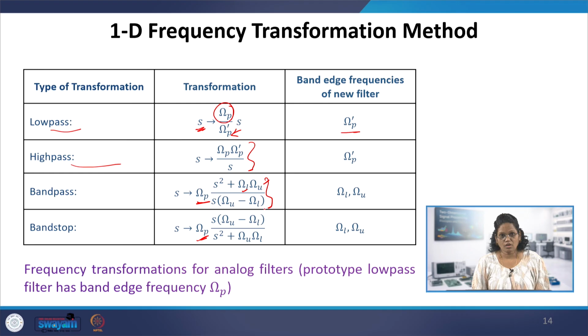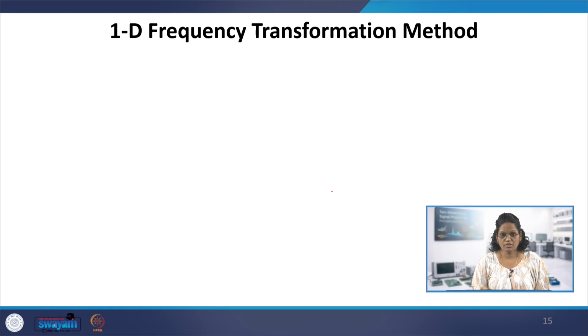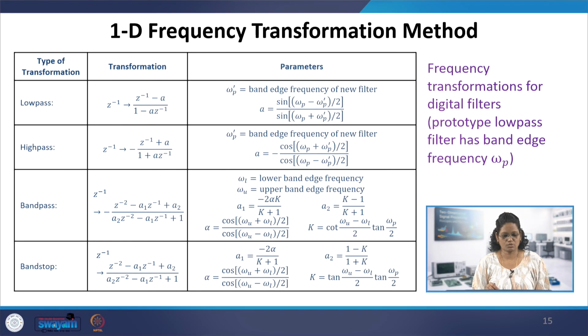So this is in the analog domain, where the prototype is given as low pass with which omega p is there. Now the same transformation is applicable in digital also. So for the digital transformation, suppose you have the low pass filter, the difference equation or the z domain transfer function of the low pass filter. In that case, every z minus 1 is replaced with z minus 1 minus a by 1 minus a. This is a standard way of doing the transformation from one frequency to another.